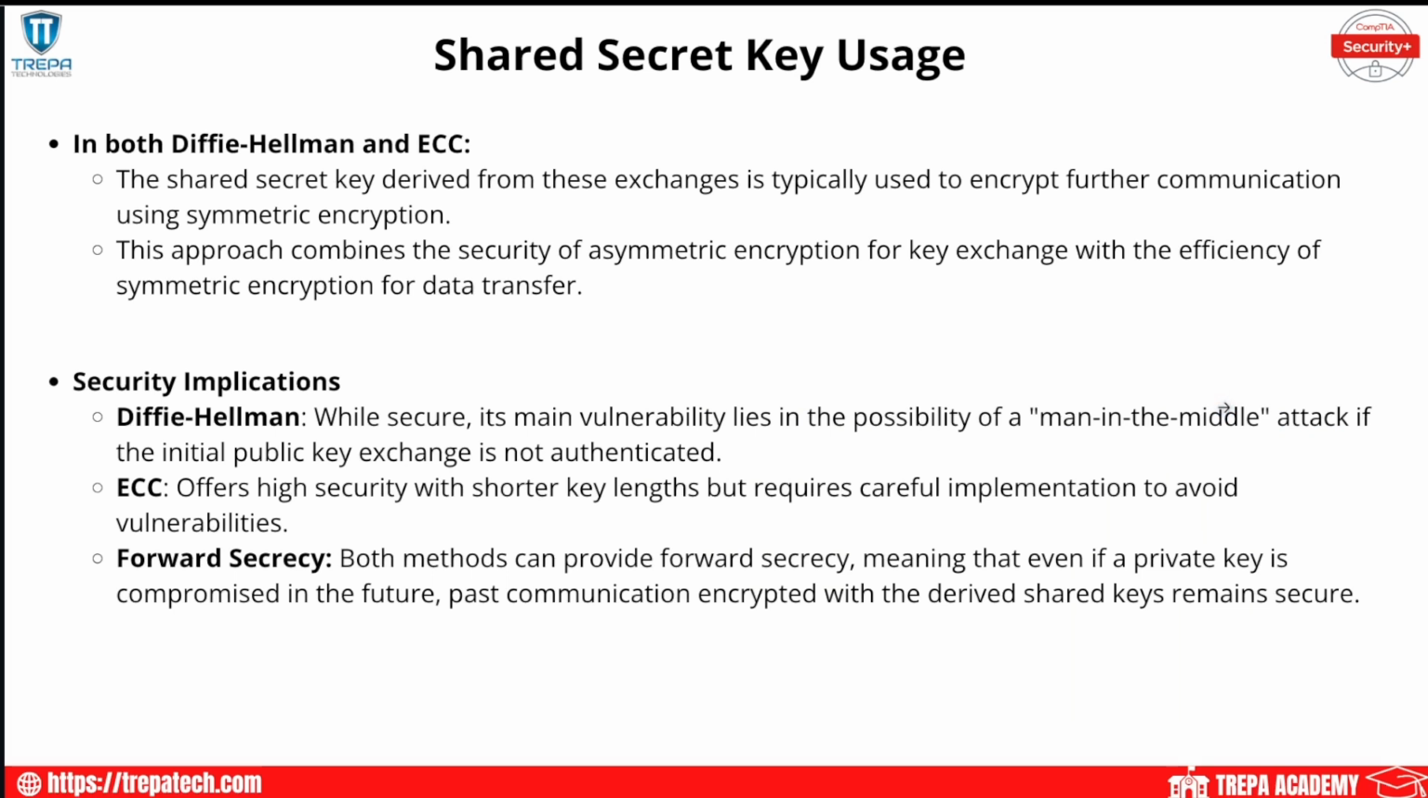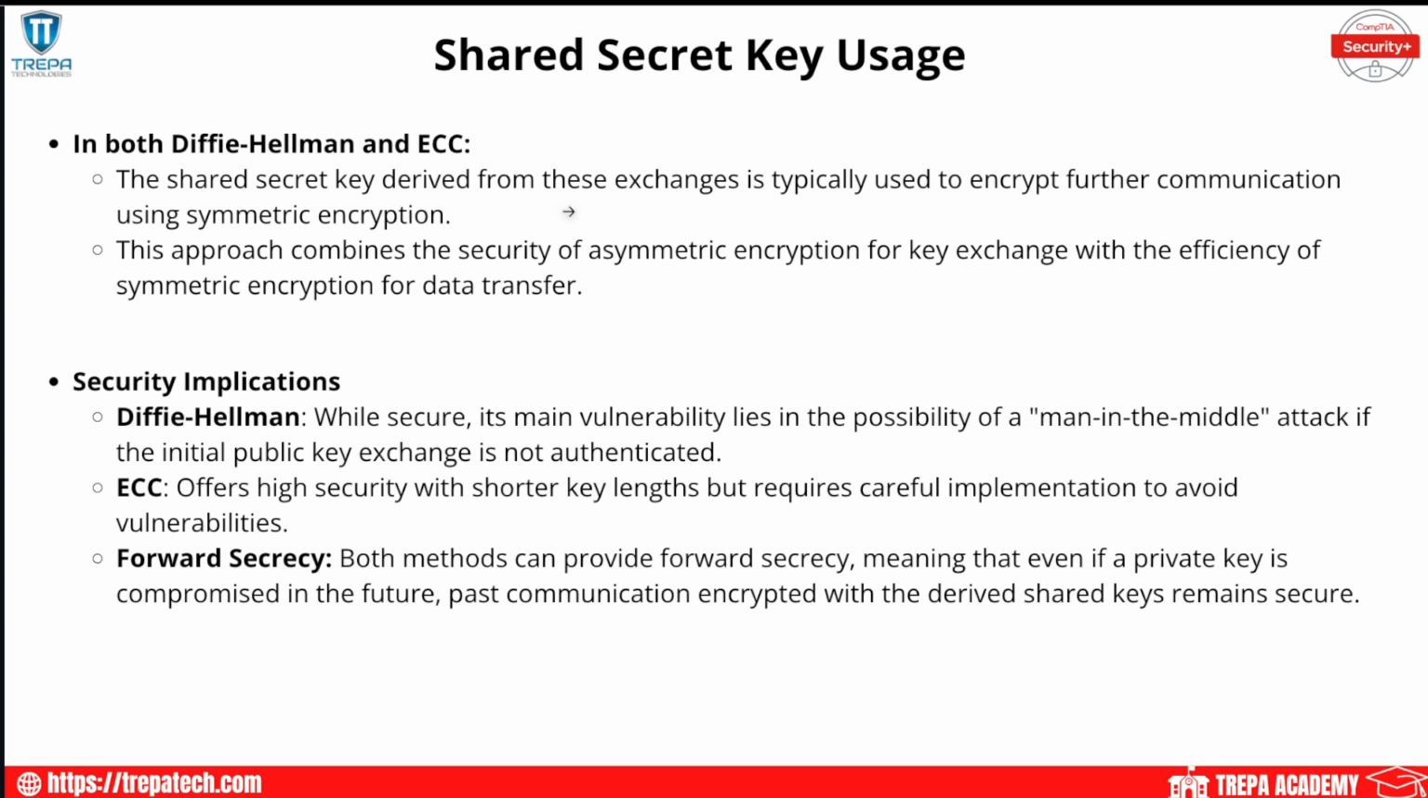Okay, so just to cap it all off, in both Diffie-Hellman and ECC, the shared secret key derived from these exchanges is typically used to encrypt further communication using symmetric encryption. So let's say we use Diffie-Hellman to do key exchange. After we've done that, we can use something like AES to encrypt our data in transit using that shared secret key. This approach combines the security of asymmetric encryption for key exchange with the efficiency of symmetric encryption for data transfer.